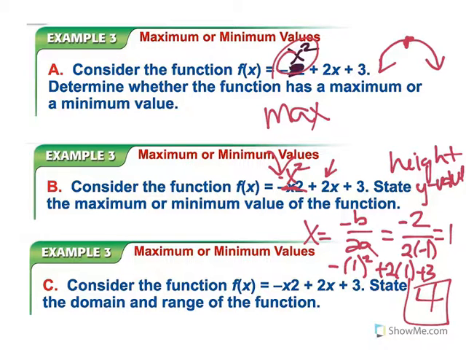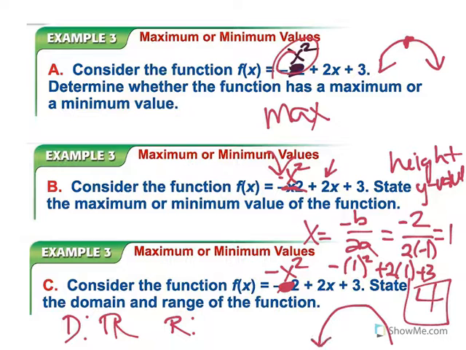And the last one says consider the function. Same thing. State the domain and range of the function. Well, we know that a parabola has all real numbers for the domain, always. And the range, depending on what it looks like, well, we know it has a maximum value, and we just found our max value. Our max height is at 4, so that means it's going to go from negative infinity, and it's going to stop at 4. And it is going to be inclusive to 4, so we use a bracket.